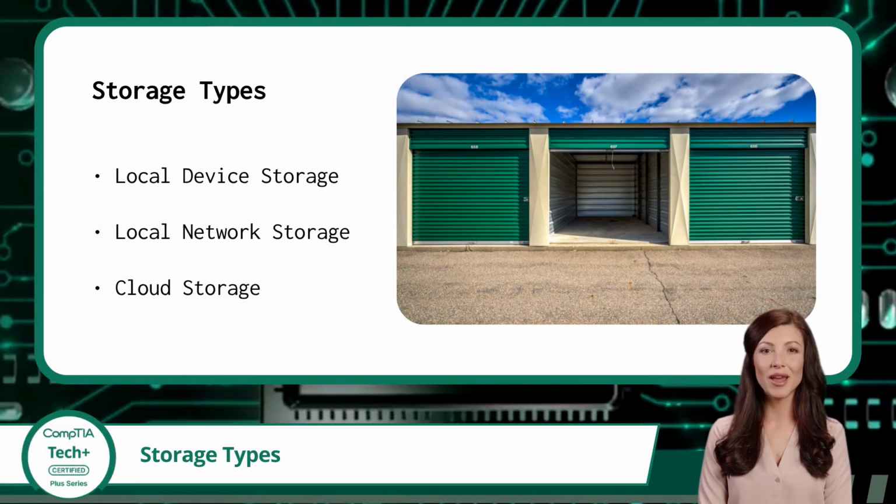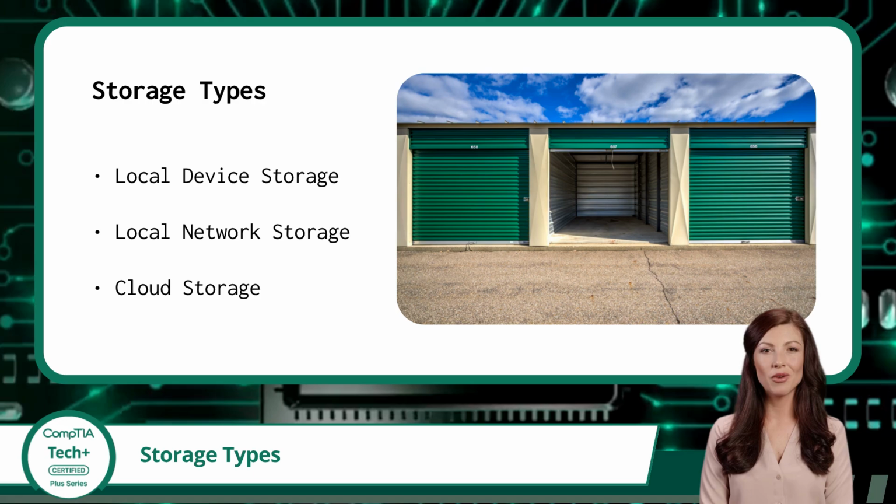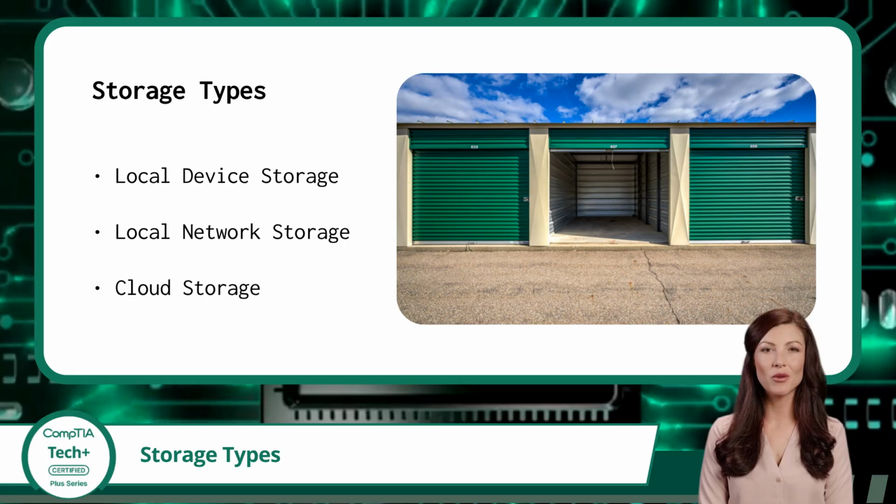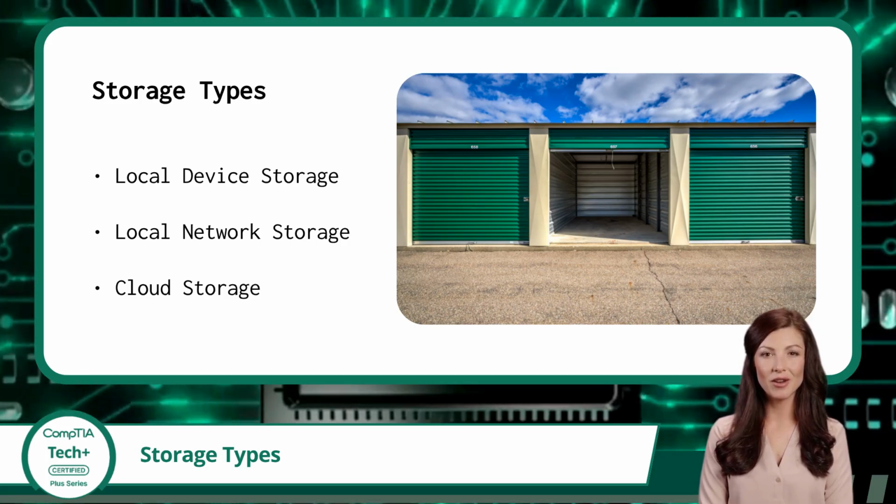In this video segment, I will be covering the various storage types used to store digital data. There are several types of computer storage, each with their own characteristics, including speed, capacity, volatility, which we just covered, and cost. To align with the CompTIA Tech Plus Exam Objective 2.3, I will break these into three specific storage categories. These categories will be local device storage, local network storage, and cloud storage. Now let's learn more about each of these categories.